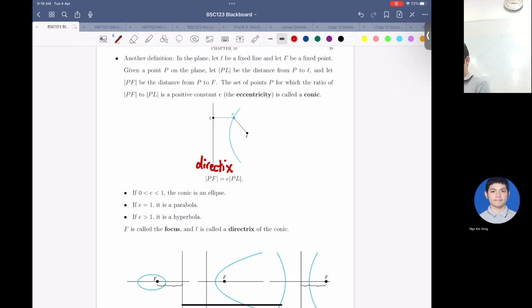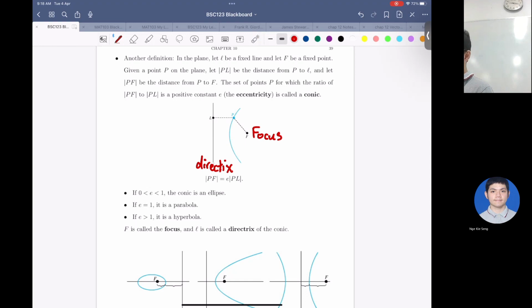Directrix. Okay. So, and then we fix a line. And we fix a point called the focus. So this is very much like the lens, if you have learned physics before, the convex and the concave lens. So look at this focus here.